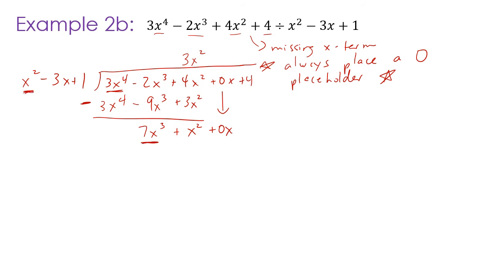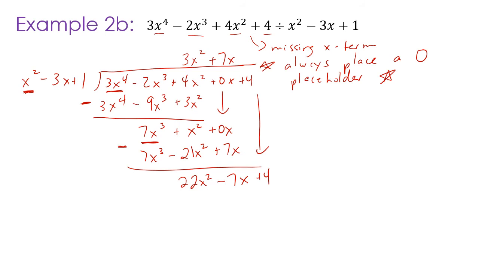Divide this by this, gives you 7x. Now multiply: 7x cubed minus 21x squared plus 7x. Subtract that minus that, they're gone, perfect. 1x squared minus negative 21x squared is really plus 21, so that's 22x squared, 0 minus 7, negative 7x, bring down the 4. Repeat. This divided by this is just 22.